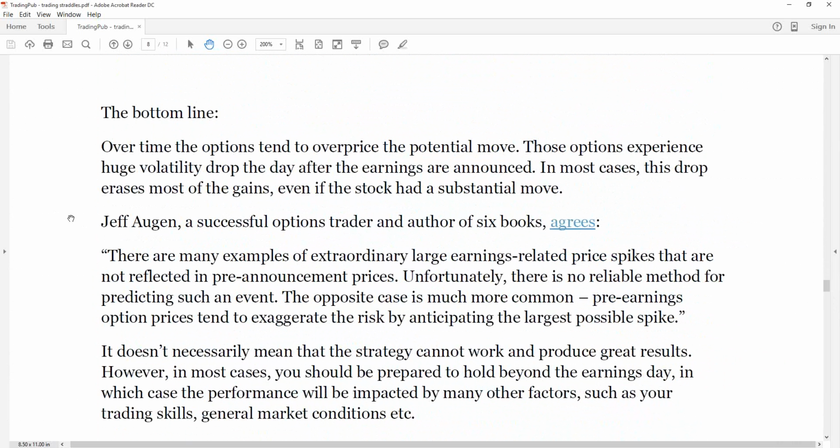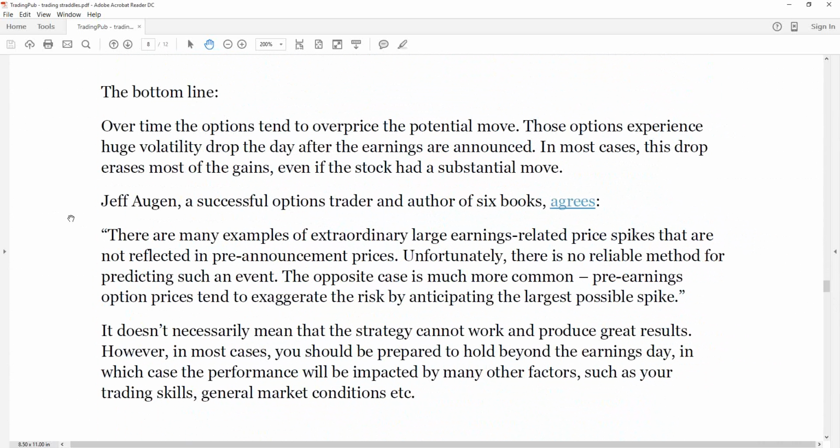Okay, the bottom line. Over time, options tend to overprice the potential move. Those options experience a huge volatility drop the day after the earnings are announced. In most cases, this drop erases most of the gains.